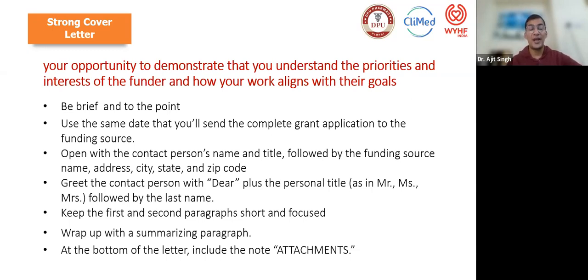Those first and second paragraphs, short and focused, will tell about your project, what the novel idea is, and how you are going to execute it. What is the novelty in your execution and in the idea? Those things must be there in your cover letter. Then only it will be strong. Don't write a lot of things.